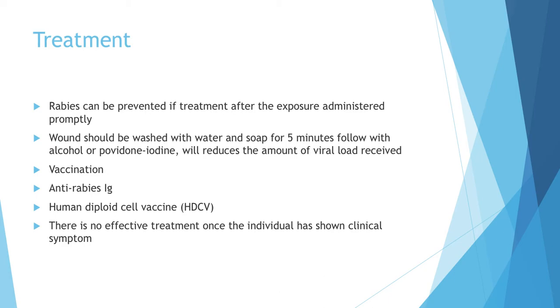Now the treatment. Rabies can be prevented if treatment after the exposure is administered promptly. Wounds should be washed with water and soap for 5 minutes, followed by alcohol and povidone iodine, which will reduce the amount of viral load received. Vaccination should be administered, which includes passive immunization with anti-rabies immunoglobulin and active immunization with rabies vaccine. The vaccination and pre-exposure prophylaxis are ways to save the infected person before the symptoms of rabies occur, but there is no effective treatment once the individual has shown clinical symptoms.